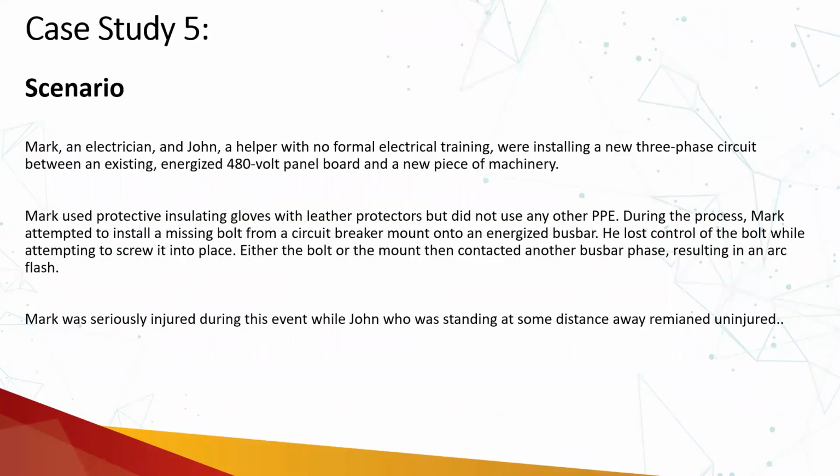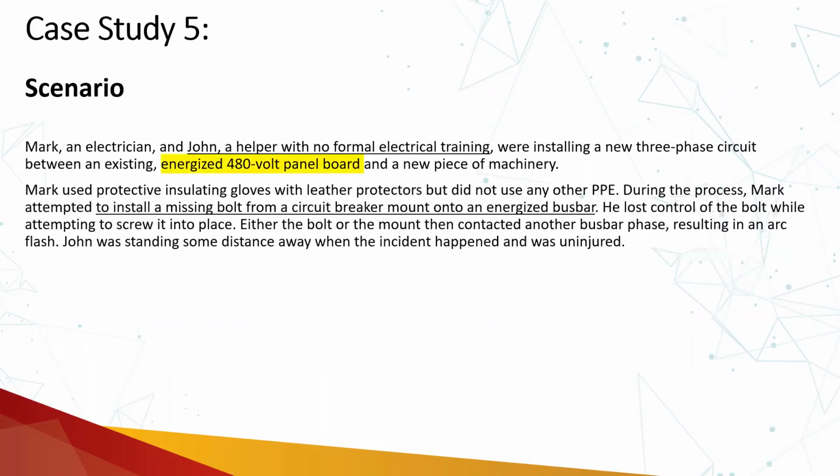Mark, an electrician, and John, a helper with no formal electrical training, were installing a new three-phase circuit between an existing energized 400-volt panel board and a new piece of machinery. Mark used protective insulating gloves with leather protectors, but did not use any other PPE. During the process, Mark attempted to install a missing bolt from a circuit breaker mount on an energized bus bar. He lost control of the bolt while attempting to screw it into place. Either the bolt or the mount then contacted another bus bar phase, resulting in an arc flash. Mark was seriously injured during the event, while John, who was standing at some distance away, remained uninjured.